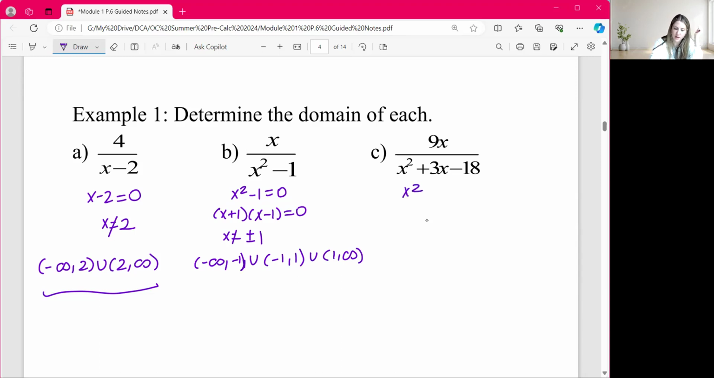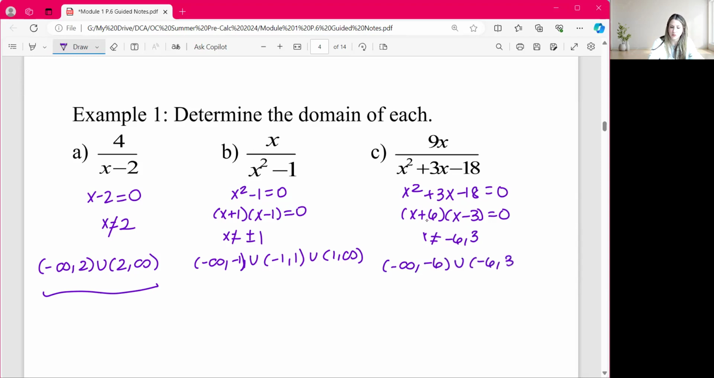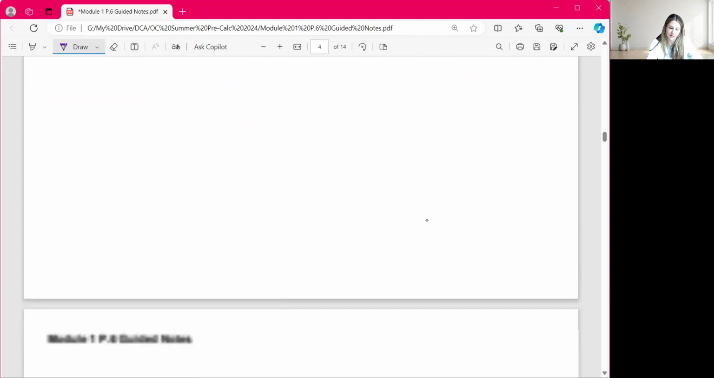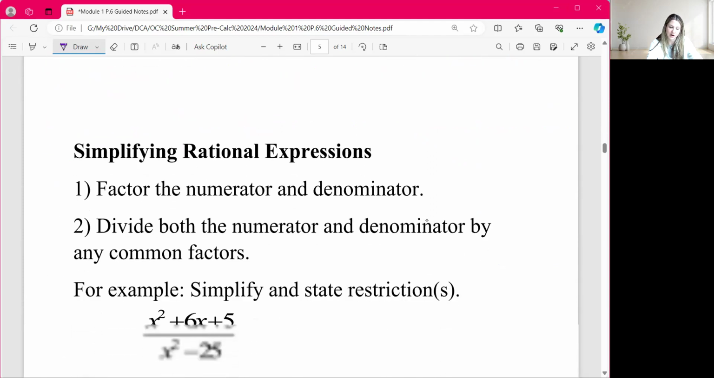I'm going to set my denominator equal to 0, and I'm going to factor this. And then I know x cannot equal -6 and +3. Those are the numbers I have to exclude from my domain. So we're going to go -infinity to -6. And then I'm going to go -6 to 3. And then I'm going to go 3 to infinity. And that's my domain.